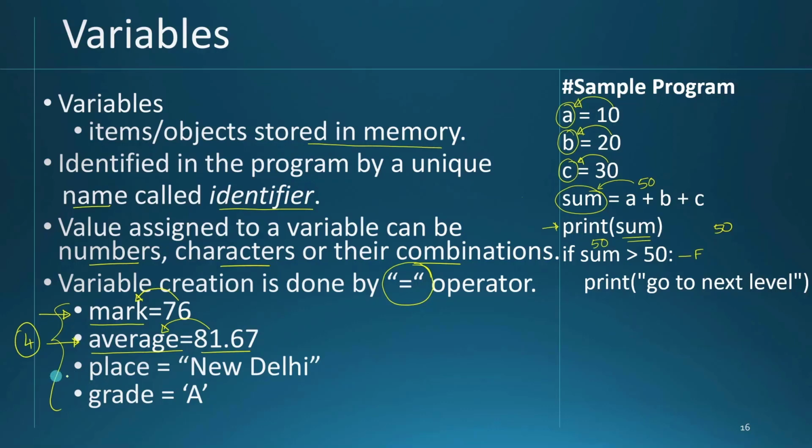Now I'm going to create a new variable place, and inside that I'm going to store a group of characters clubbed together inside double quotes. This is called a string, and this entire value New Delhi will be stored into the variable place. In the last statement, I'm creating a new variable grade with a single character value a, and that is stored into this variable. For creating these variables, I have used the assignment operator, the equal to operator. So that is what we have discussed here. Now let us continue.